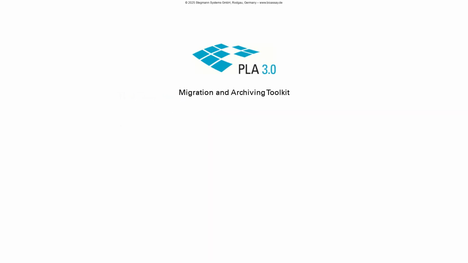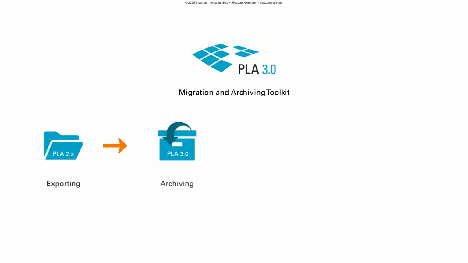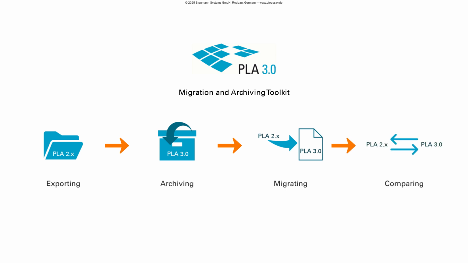The PLA 3.0 Migration and Archiving Toolkit provides all necessary tools for a compliant, safe transition. It allows for exporting PLA2 data to the hard drive, archiving that data in PLA 3, migrating PLA2 assays into PLA 3 documents, and comparing PLA2 results with PLA 3.